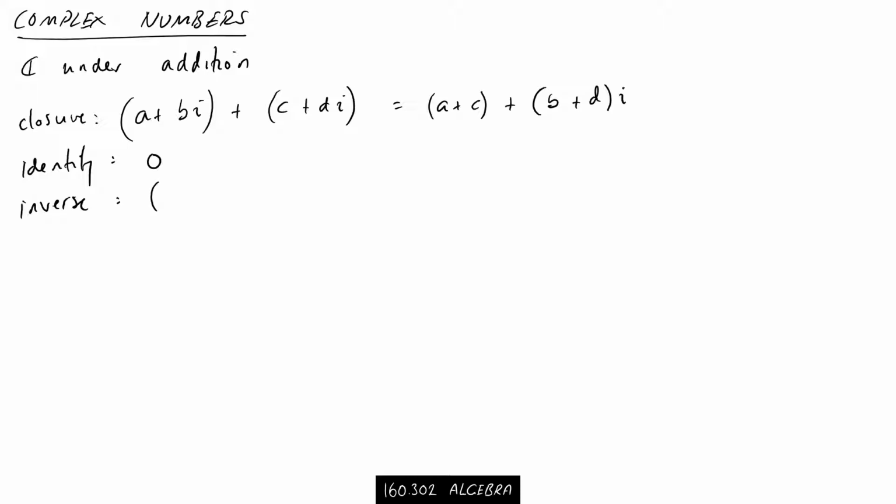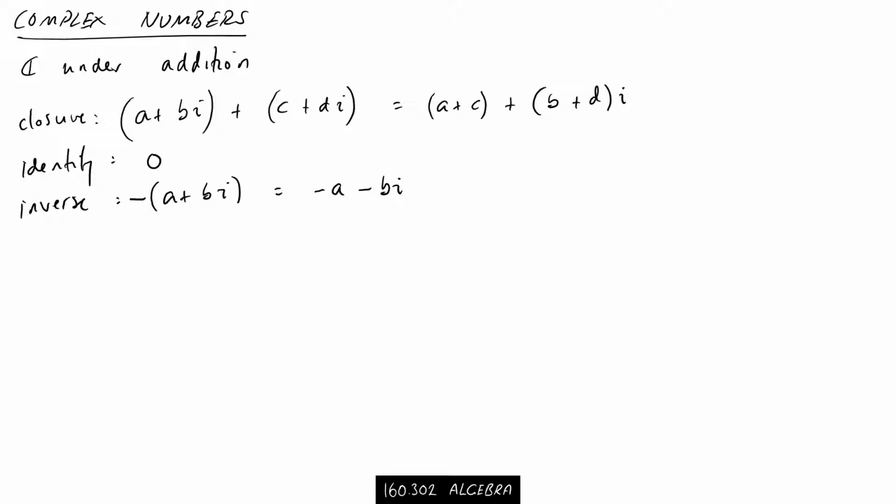Well, the inverse is a plus bi inverse. Now, inverse is a bit of a bad term here, bad notation to use as inverse when we're using addition. So what we'd normally use is additive notation, and so we'd use the negative sign, which is very suggestive of what the inverse actually is, which is negative a minus bi. Because if I add that to a plus bi, I'll just get my identity 0 back.